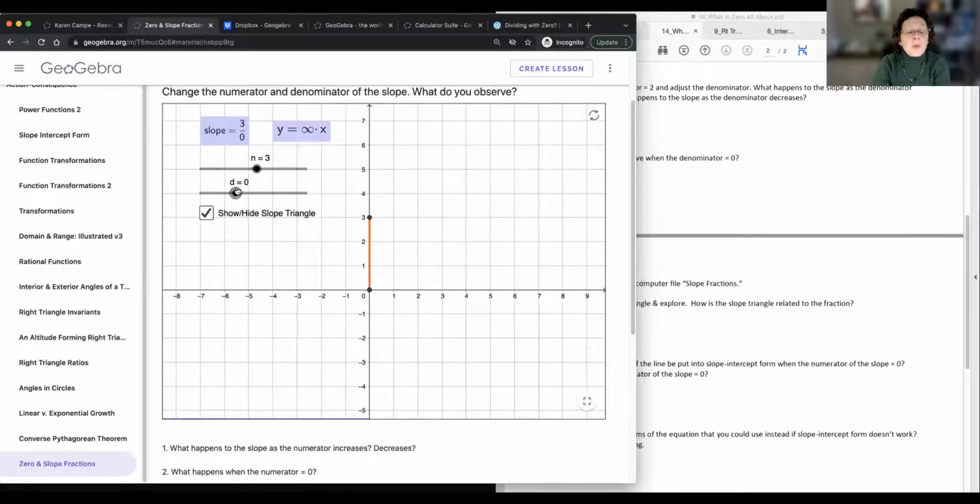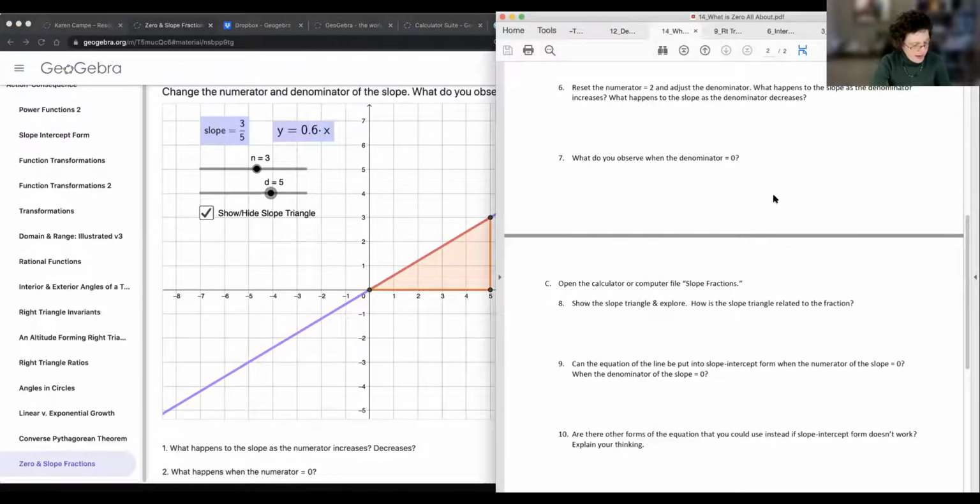Denominator of 0, my purple line is gone. The symbol that we've got up here is y equals infinity times x. It cannot be put there. This is an undefined situation. And this visualizer really helped my students thinking about what to do when they have a 0 in their fraction.